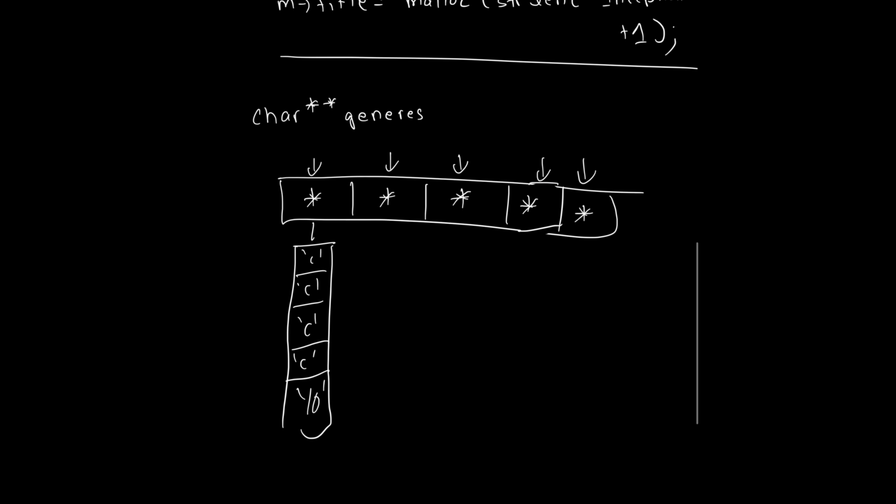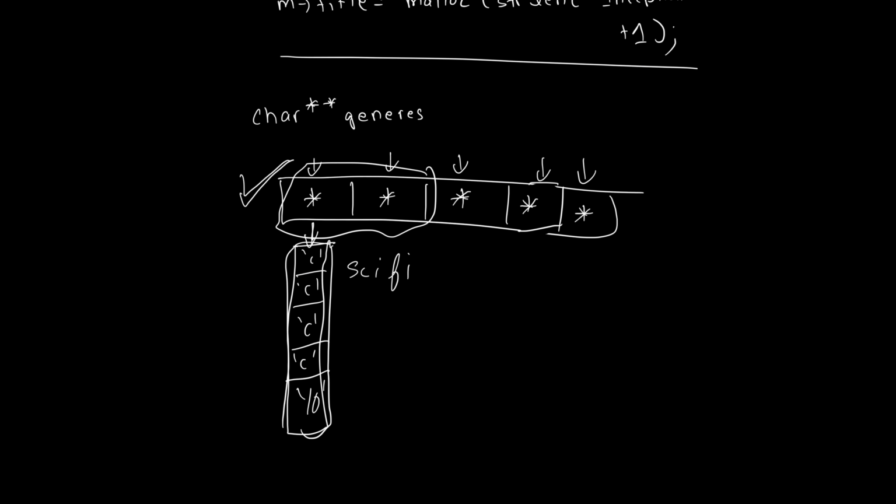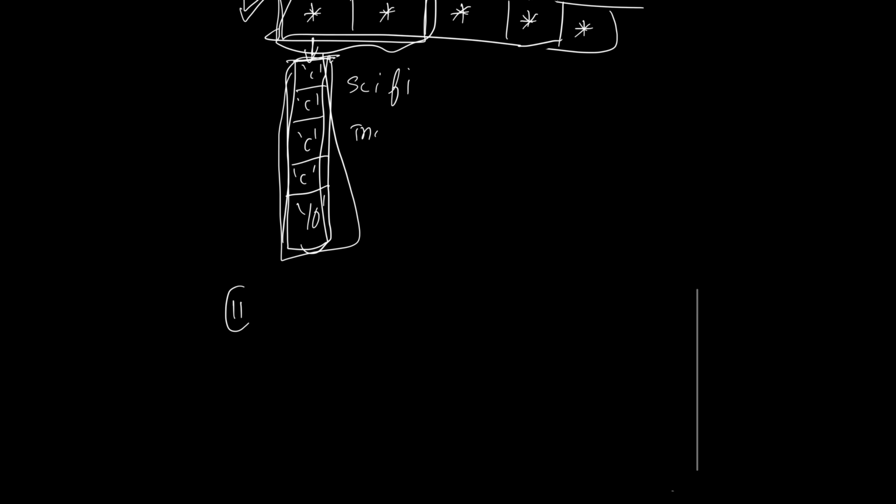So what we have done in line number 10, we have created the space for these two boxes, but we have not created the space for this character array, and then we're just assigning it sci-fi. And we're assigning it thriller, which is a problem because I've created this space, that is fine, but I also need to create this space. So that is the problem in line number 11 and line number 12.